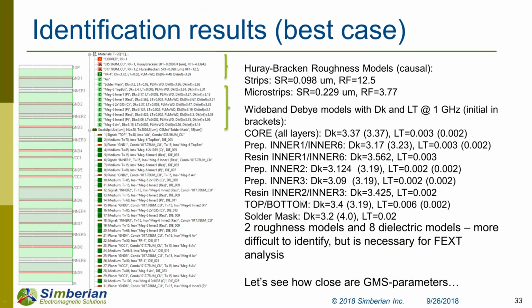So this is the new, final model identified. Now we again have 2 roughness models, the same roughness models as before, and 8 dielectric models. In addition to core and prepreg, we have a layer of resin in the middle. This resin has a dielectric constant slightly larger in this case. So it means that it's not plain resin, it's most likely resin with a filler. The alternative is to use the same values of Dk and Df for core and prepreg, and you end up with just 2 dielectric models per unique layer.